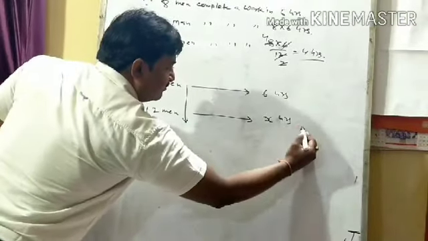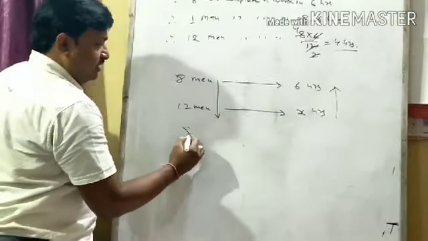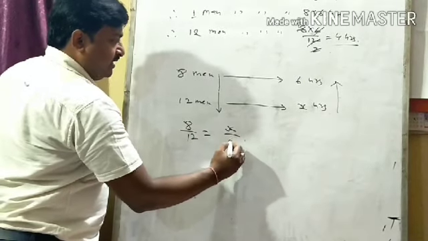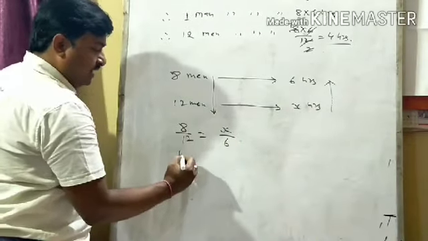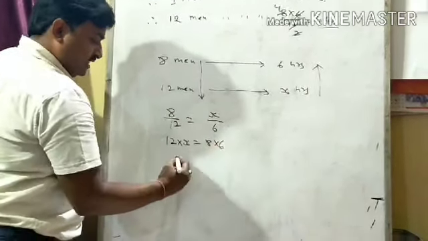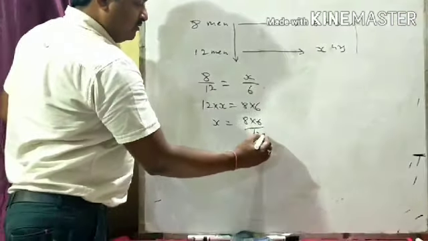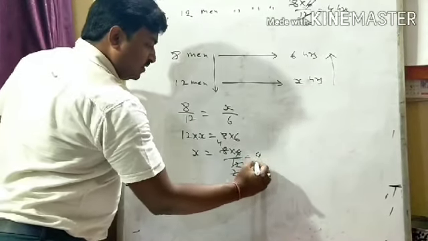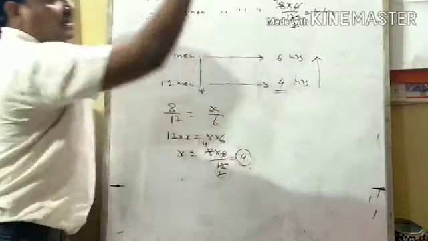Therefore, number of hours will be decreased. Therefore, 8 by 12 is equal to X by 6. Now, by cross multiplying, 12 into X is equal to 8 into 6. Therefore, X is equal to 8 into 6 by 12. 6 2s are 12, 2 4s are 8, so it is 4. Therefore, the value of X is 4 hours.